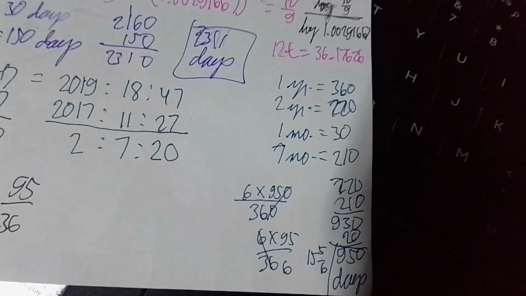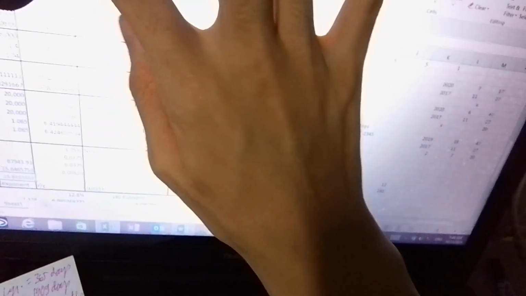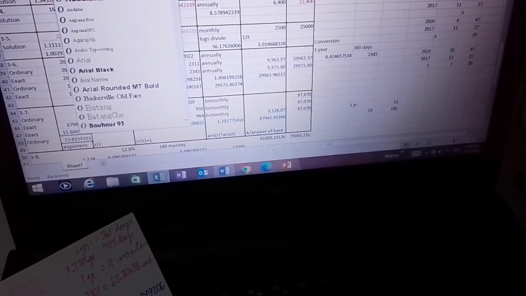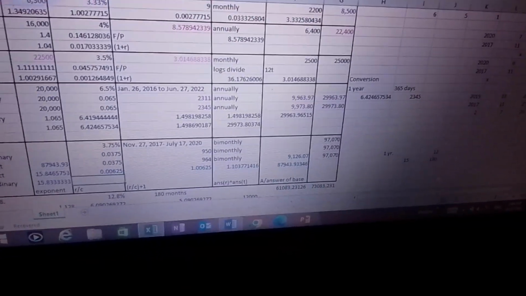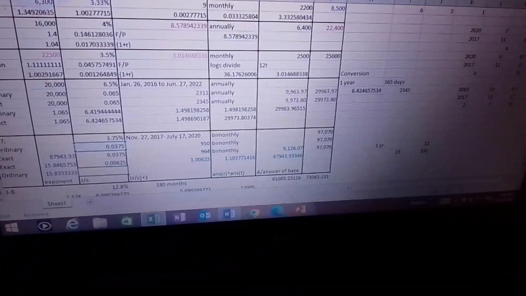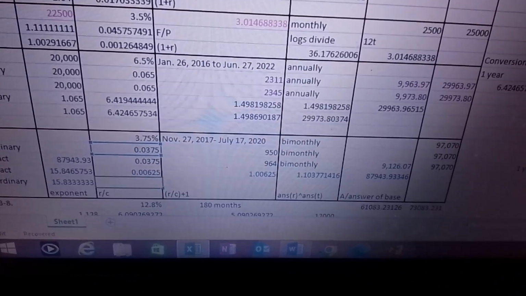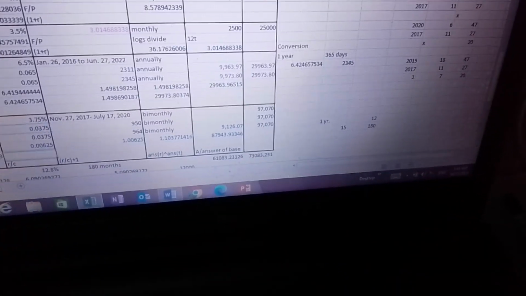So 95 divided by 6, it's the same as 15 over 6. So that's supposed to be our answer, okay? Therefore, that's supposed to be our answer. And then from there, we do this: R divided by C. Remember the R from earlier? The R of 3.75 divided by our compounding period, which is 6. And when we do that, what's the answer?